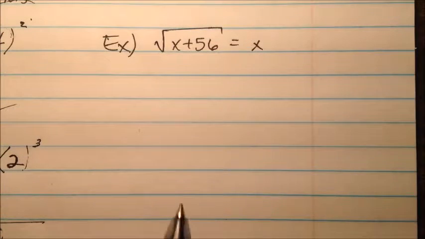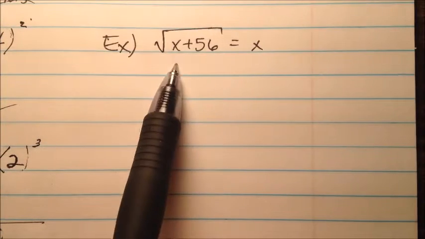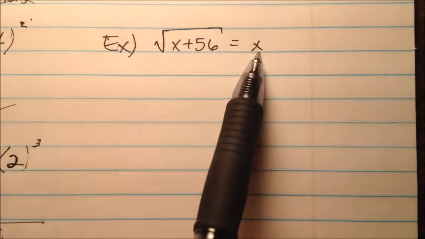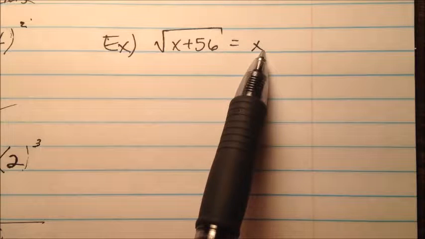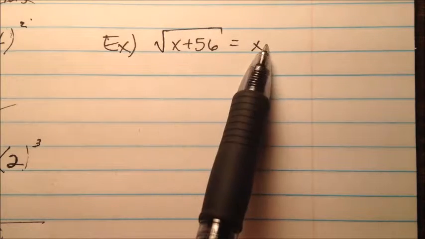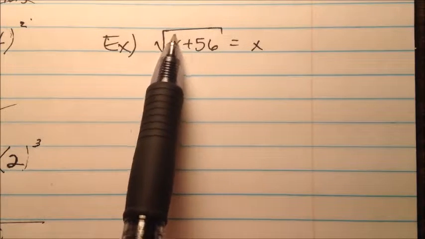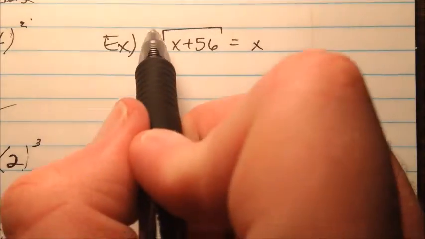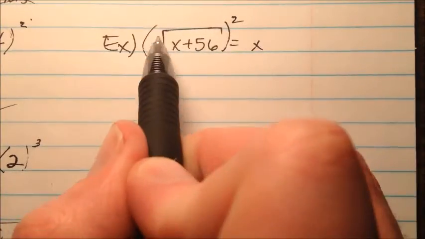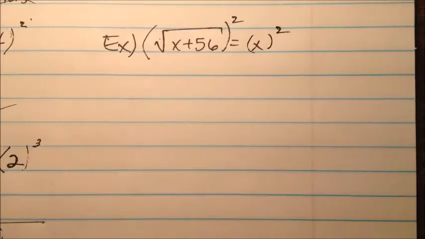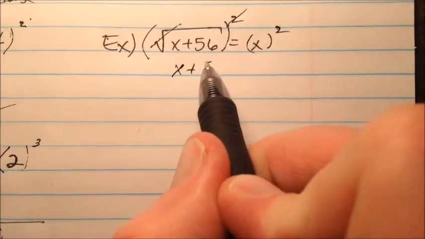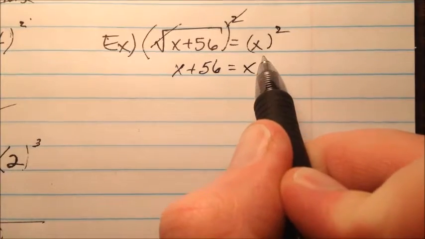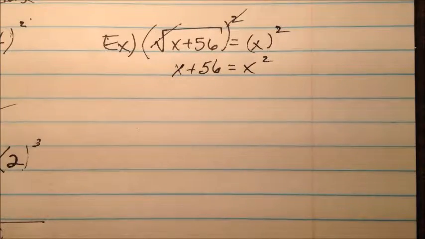In my third example, I have the square root of the quantity x plus 56 equals x. So I don't have just a number by itself over on the right side. I actually have variables in two places. But I still want to release this variable from the radical, so I'm still going to do the opposite of the square root and square both sides. The square and the square root will cancel each other out. So I get x plus 56 equals x squared.